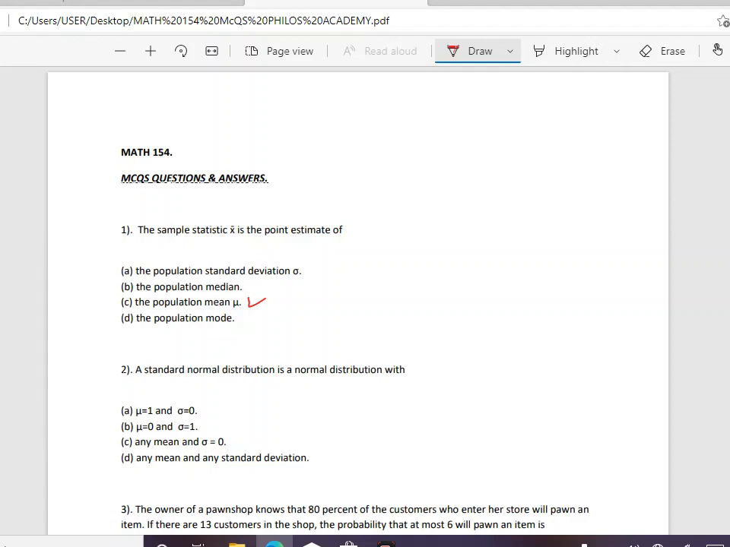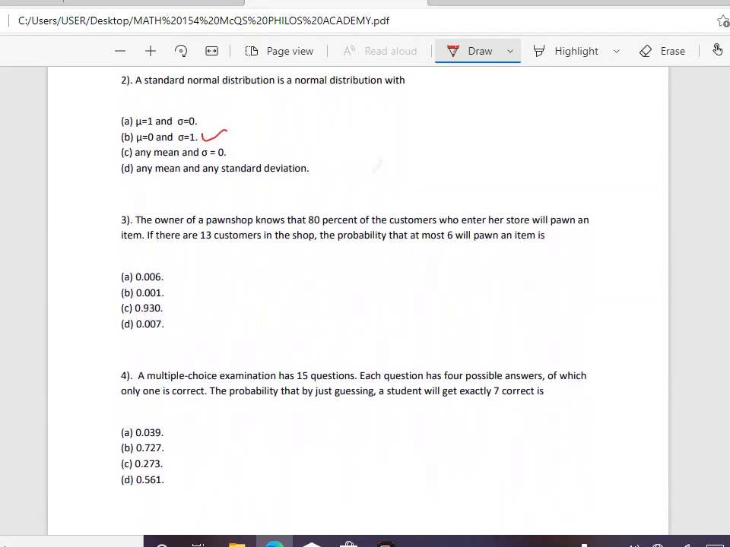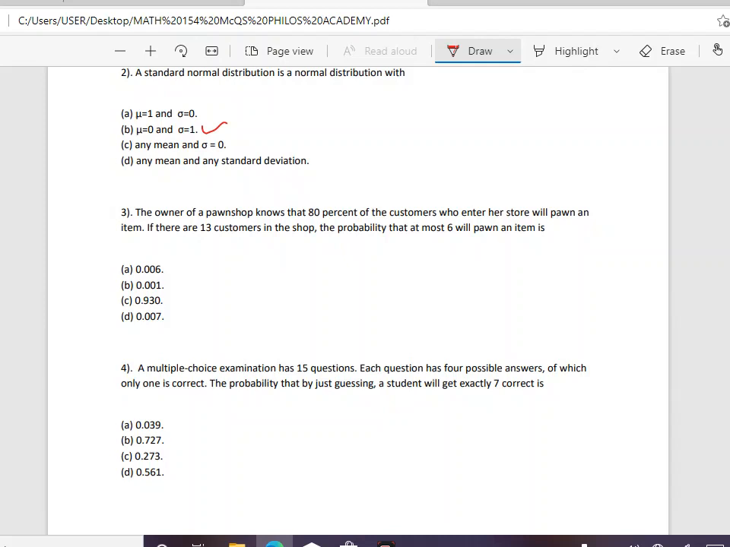Question 2 says a standard normal distribution is a normal distribution with. As soon as you've made a normal distribution a standard normal one, then the mean is equal to 0 and the standard deviation is equal to 1. So the answer for this is B. Okay, then let's go to question 3.